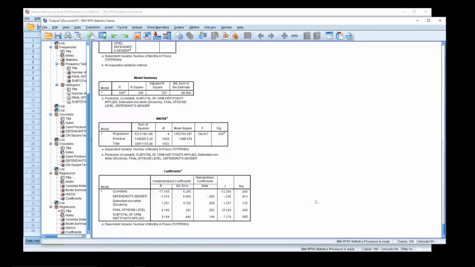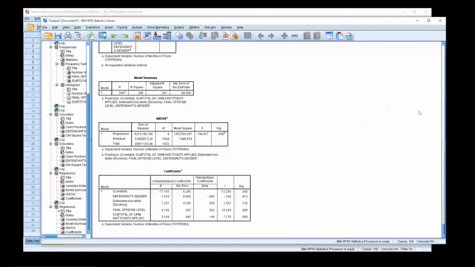So what this analysis has told us, right, is that we have a relationship between offense level and criminal history. And what that does is it renders any effects of gender or race in this particular model statistically insignificant, meaning that the sentences are really explained by the offense level and the criminal history points, not by a defendant's gender and not by their race.